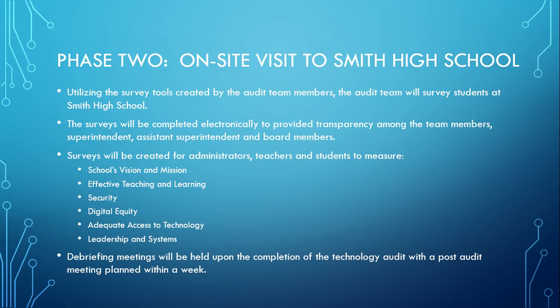The second phase of the technology audit was the on-site visit to the high school where we used the surveys. This highlights how we completed them electronically, who they were administered to, and what we were trying to measure, focusing on teaching and learning, security, equity, access, and leadership. Then a debriefing meeting was held upon the completion of the audit, with a post-audit meeting planned within a week.